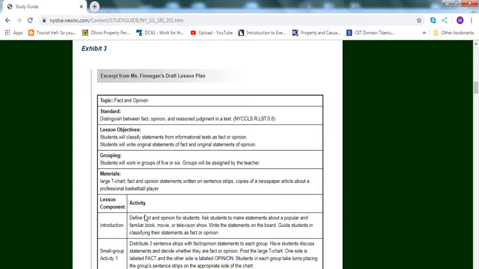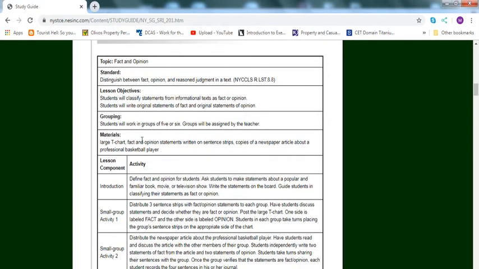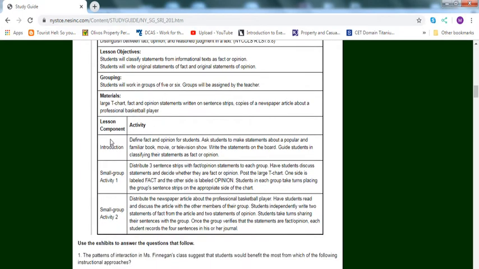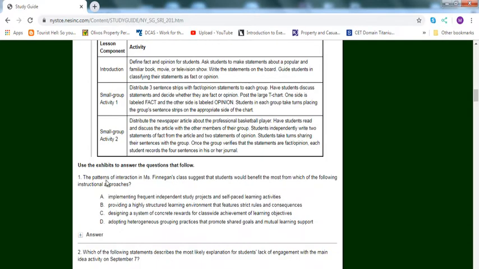Every teacher in a classroom, especially in the Board of Education classroom, will have a lesson plan, such as this one. Basically, the standards are where they're using the information from. As you can see, this standard is to distinguish between facts, opinion, and reasoned judgment in a text, from the New York State Common Core language standards. This is the objective: what will the students learn? This states students will write original statements of fact and original statements of opinion. Grouping is basically what the students were going to do. Materials are what the teacher brought to the classroom, and this is the lesson component: the activity, the introduction, small group activity 1, small group activity 2.